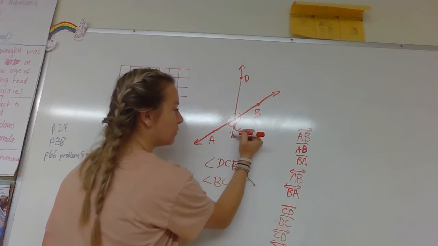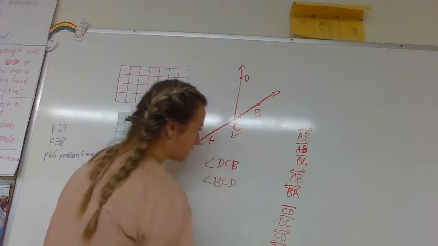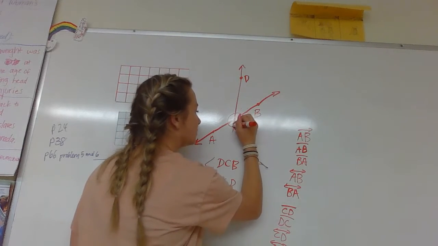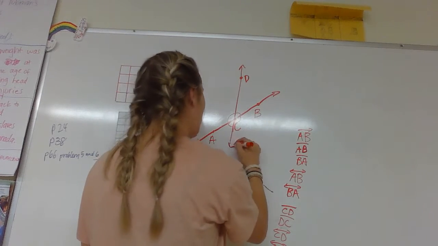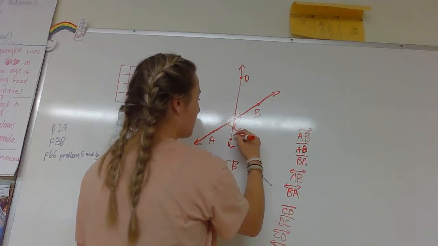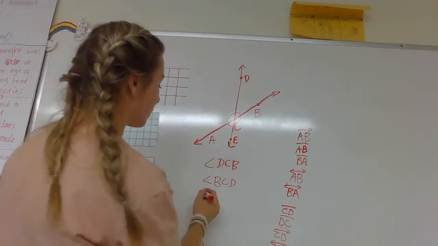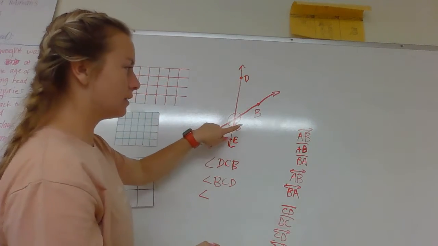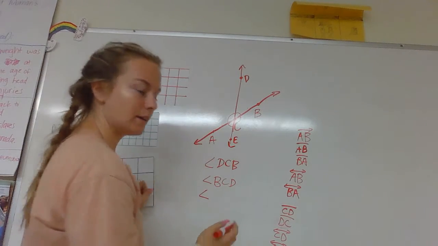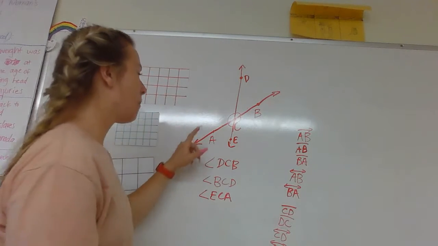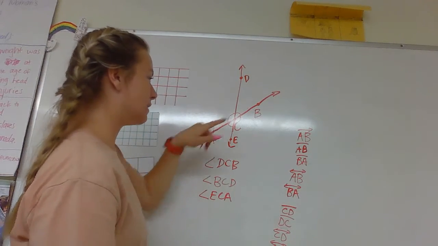Ooh, we don't have a point for this guy. Let's extend our line and give him an extra point. Give a point right there. I'm going to give it an E. So now we've got angle E, C, A. Angle E, C, A. Or angle A, C, E.